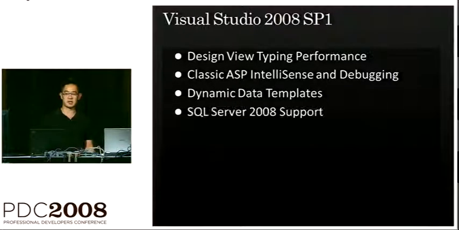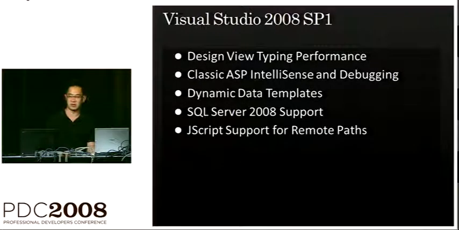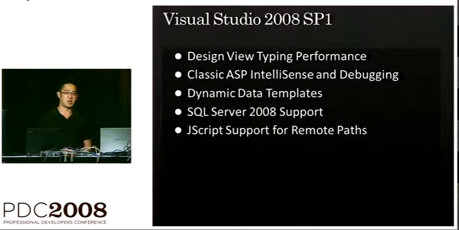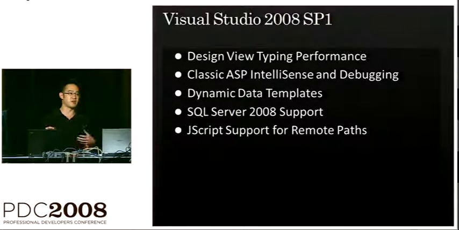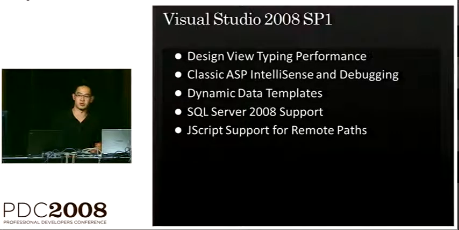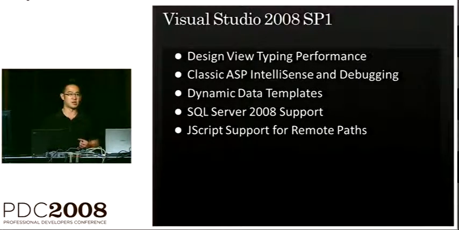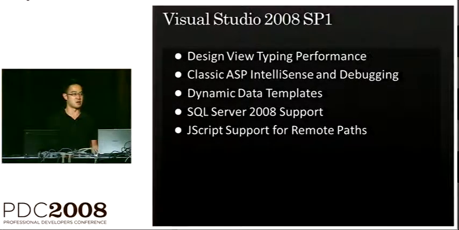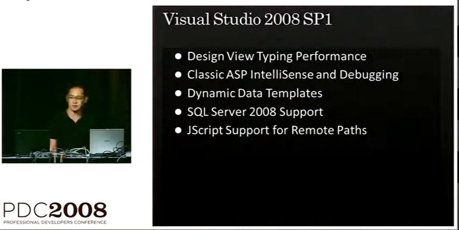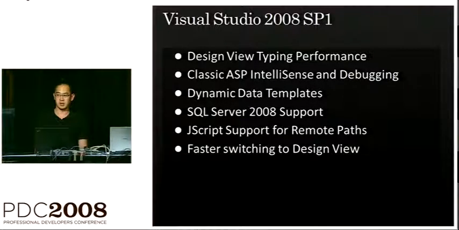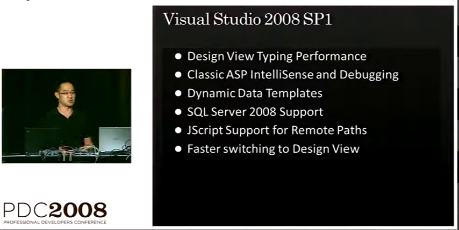Integration for dynamic data, SQL Server 2008. And a little known fact, but for JavaScript paths, you're actually able to put an HTTP value inside the path, and we'll actually be able to retrieve the files. So if you download your files off a live server and you don't have the files locally, you can still get JavaScript IntelliSense and everything for those files. And another performance work, which was a faster switch in design view.